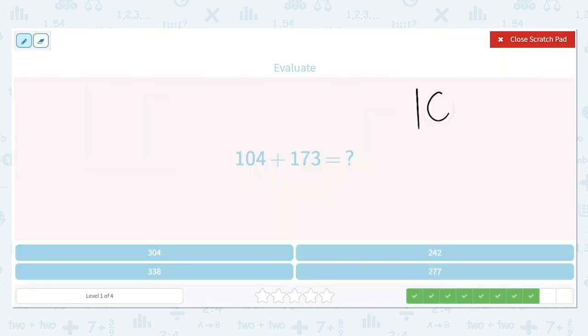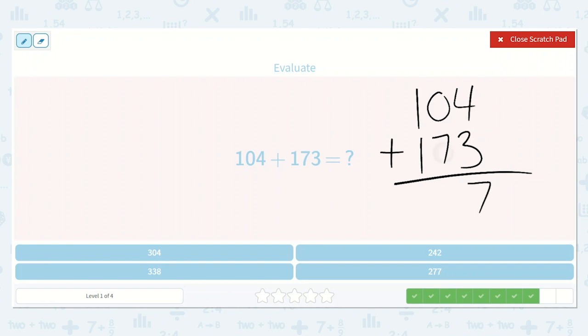We have 104 plus 173. 4 plus 3. I know 3 plus 3, that's one of my doubles, that's 6. So 4 plus 3 is just one more than that because 4 is one more than 3. So 4 plus 3 is 7. 0 plus 7, well, 0 plus any number will be that same number. So 0 plus 7 is equal to 7. And then 1 plus 1 is 2. 277.